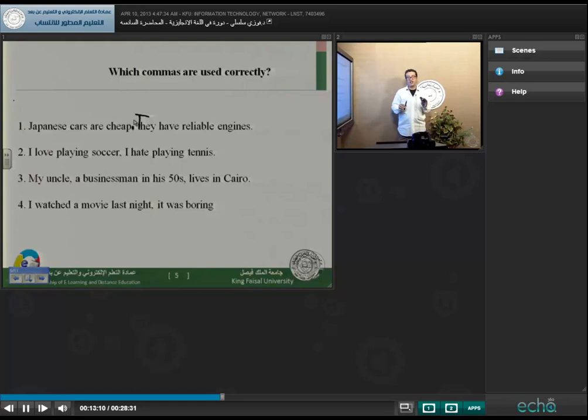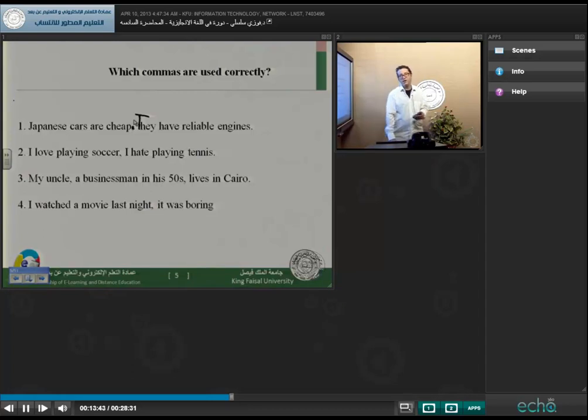It doesn't need anything, right? So we can use the first method like we did in the first sentence. We can put a full stop there and just say, I love playing soccer, period. I hate playing tennis. But it sounds a little repetitive, right? It sounds a little repetitive because the two sentences are connected in sense, right? I love playing soccer. I hate playing tennis.